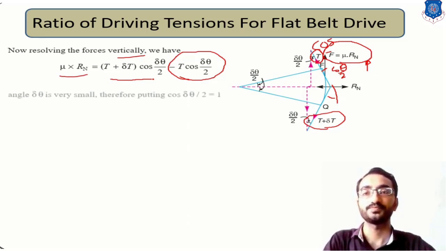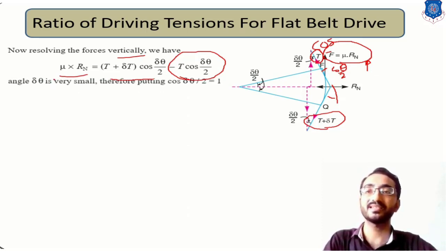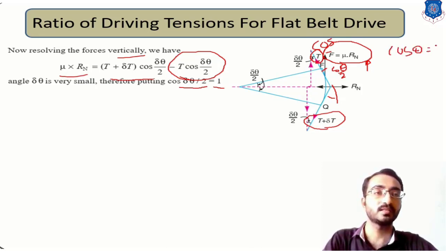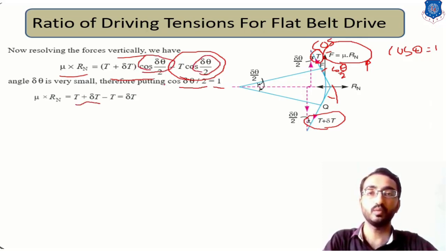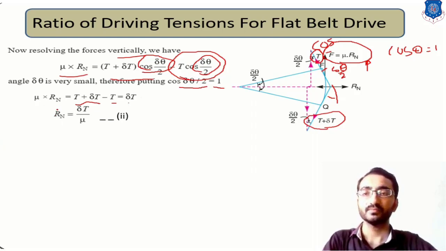Now in this equation we can consider delta theta as a small angle. For a small angle, we can consider cos delta theta by 2 is equal to 1, because as we have learned, for a small angle theta, cos theta is equal to 1. So by putting this value in the equation, mu into Rn will be equal to (T plus delta T) times 1 minus T. So T and minus T cancel, and you have the final equation: mu Rn is equal to delta T, or Rn is equal to delta T by mu. That is your equation number 2.